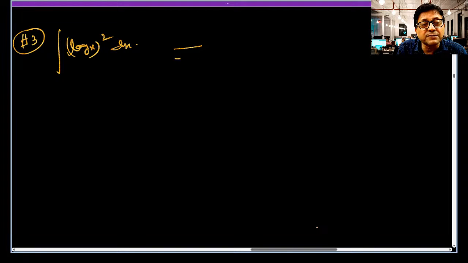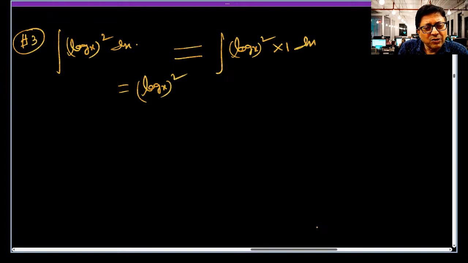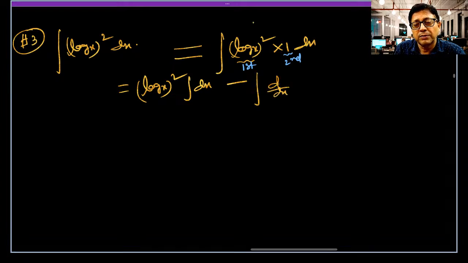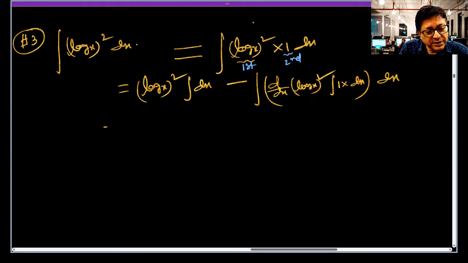You take 1 as the second function. So this is log x whole square into 1 dx. You write log x whole square as the first function, and the integration of dx is the second function. This is your first function and this one is the second one. So this, minus the integration of the derivative of log x whole square times the integration of 1 dx, whole dx.